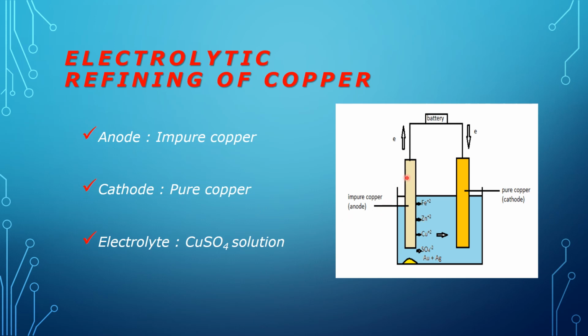So, the impure copper electrode first gets dissolved in the form of copper ions. Then these copper ions are deposited around the copper cathode in the form of pure copper. The electrolyte used in this process is copper sulfate solution. Its aqueous solution, means the solution of copper sulfate in water, is used as electrolyte.